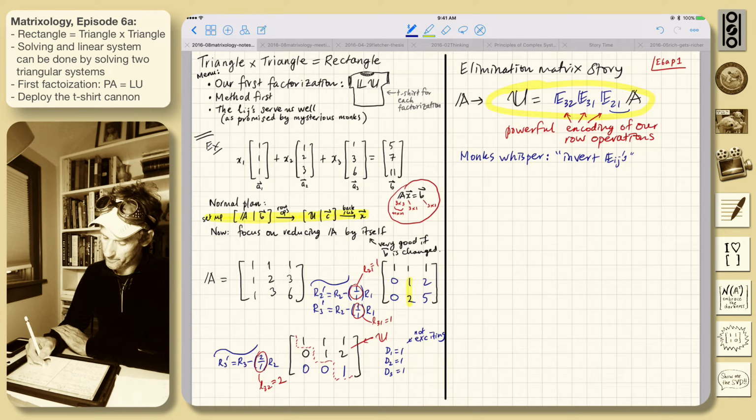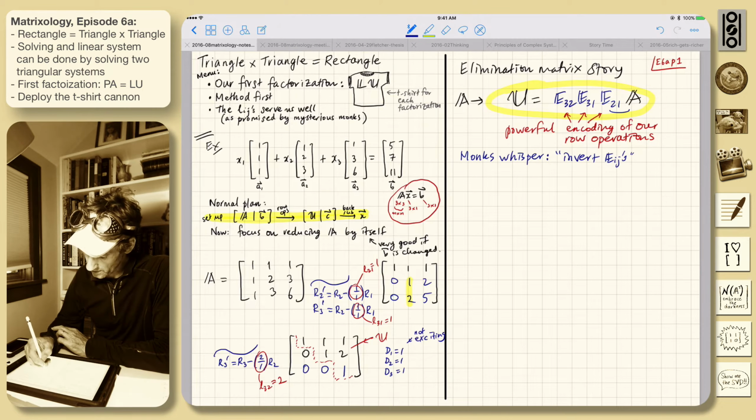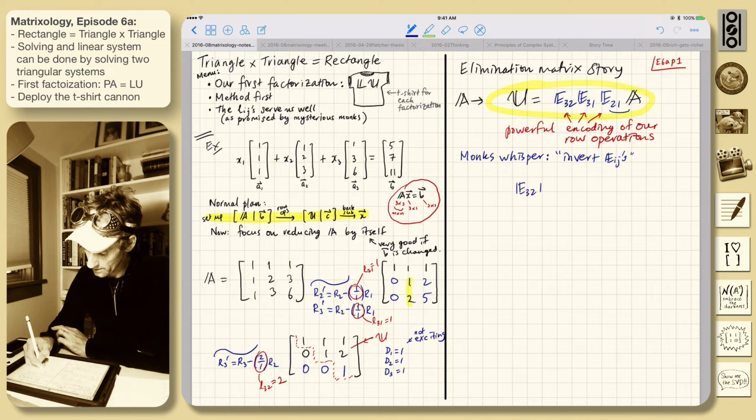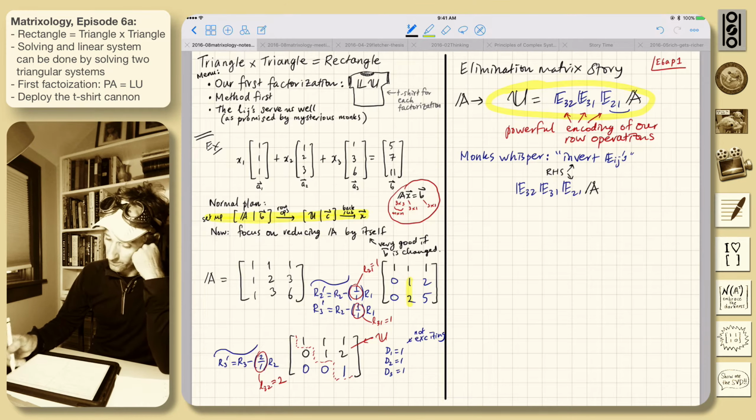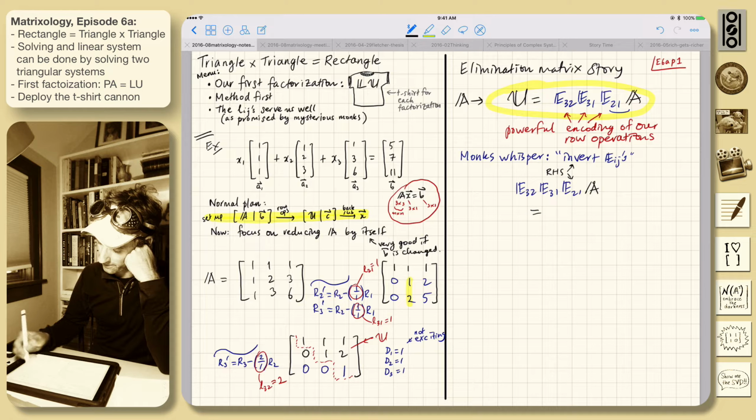Let's put this, let me write it in a way that it's not a disaster. Okay, blue first. So we've got this already. We've got E32, E31, E21 times A, just to try and preserve exactly what we had. So this is the right-hand side from above. Okay, so if we took that, and on the other side we have equals U. Right, this is our left-hand side from above.